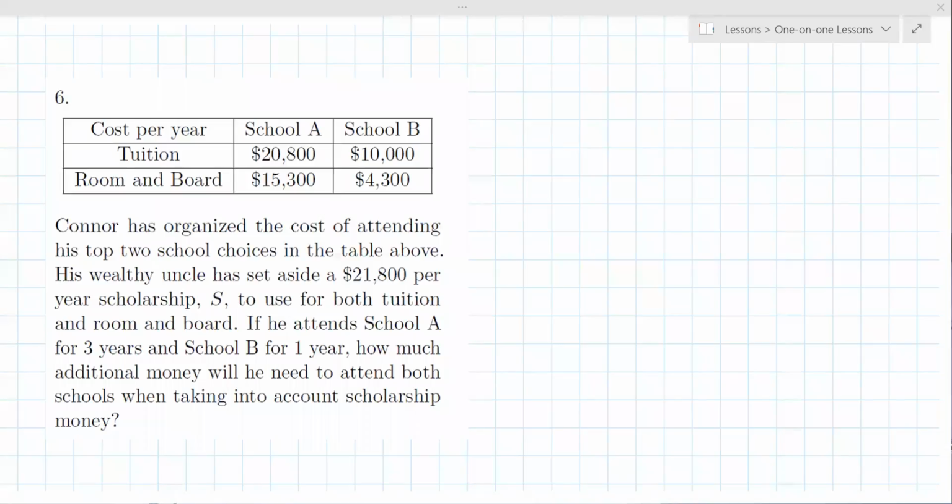I got, whoa, that's 79,000. For your final answer? Yeah, I feel like that's a big number. Okay, so what you got is too large for this question. So it's 3 years for school A. So school A costs, I got 108,300.